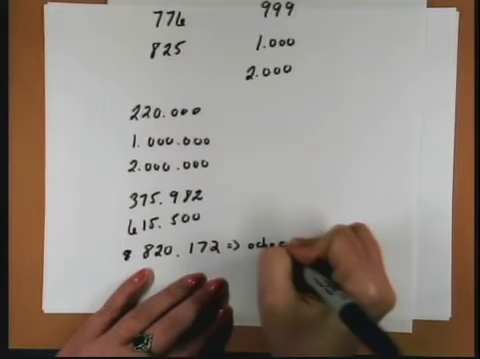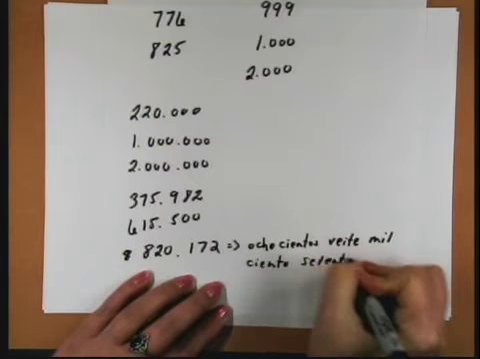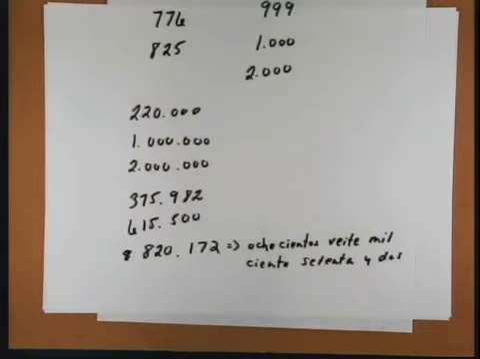Okay, now I'm going to write a number and let's see if you can write it out in words. The number is 820,172. Can you write that number out? Toma un minutito. Take a minute. Okay, 820,000, 172. Uno más, last one.